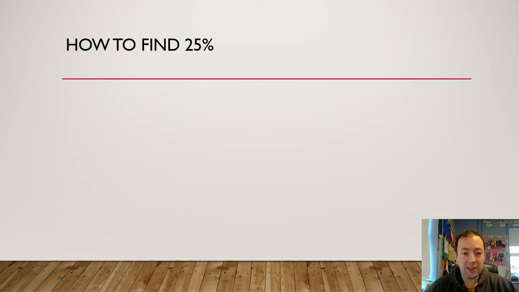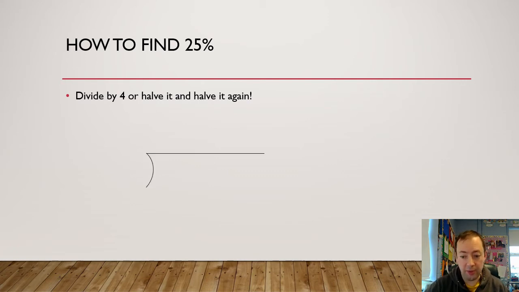How to find 25%. Divide by 4, or halve it, and halve it again. So you've seen how I halved something. You could do that twice, or you could use your bus stop method. So here I've got 134. I'm going to divide it by 4.